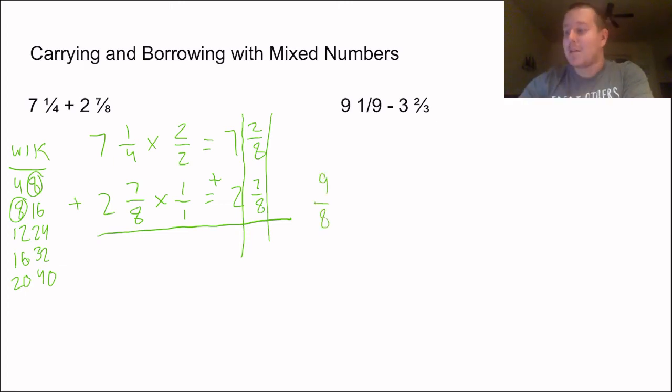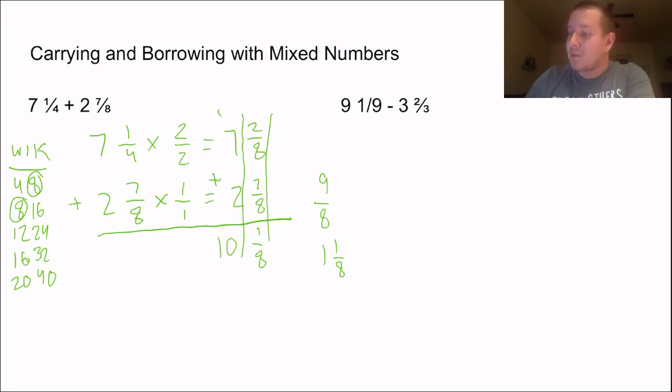So 9/8 would also be equivalent to 1 1/8, okay? So we don't want to leave that as an improper fraction. So we'll leave the proper fraction at the bottom. We'll carry the 1. 1 plus 7 plus 2 would give us 10.